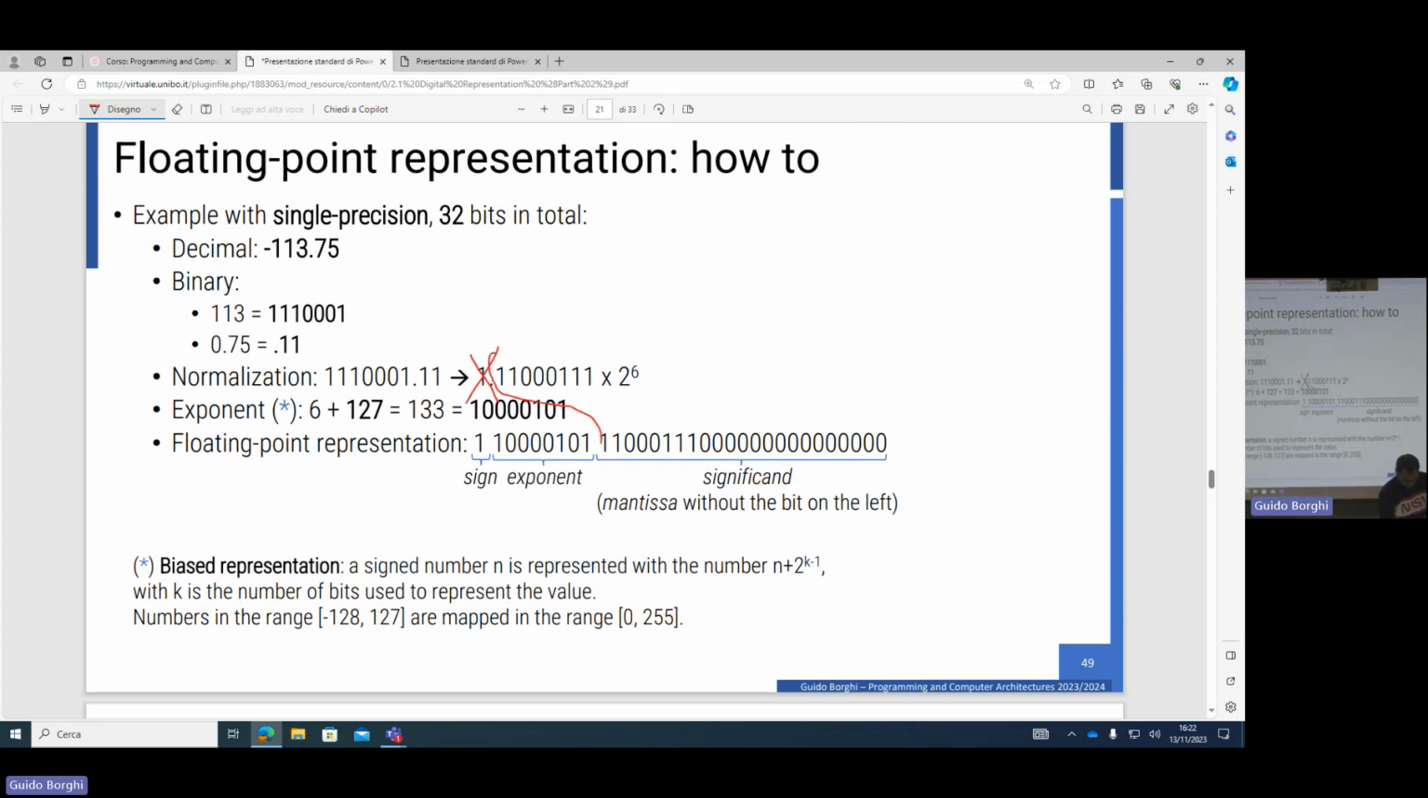And as you can see here, we have this representation, and then I have to fill the 32 bits with all the other zeros that I can put in the last part of the number.